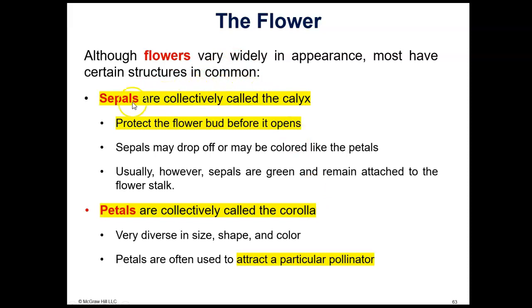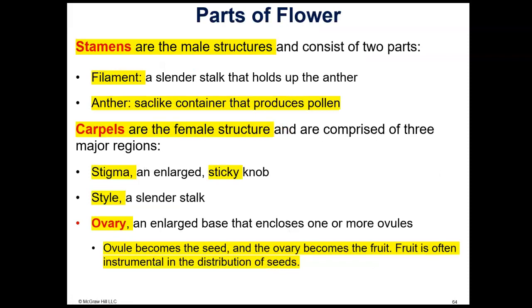And then the flower structures: sepals again, all together the sepals are called the calyx, and they protect the flower bud before it opens. The petals all together are called the corolla, and they attract pollinators. The male part of the flower altogether is called the stamen. The stalk is called the filament, and the portion that produces pollen at the end of the filament is called the anther.